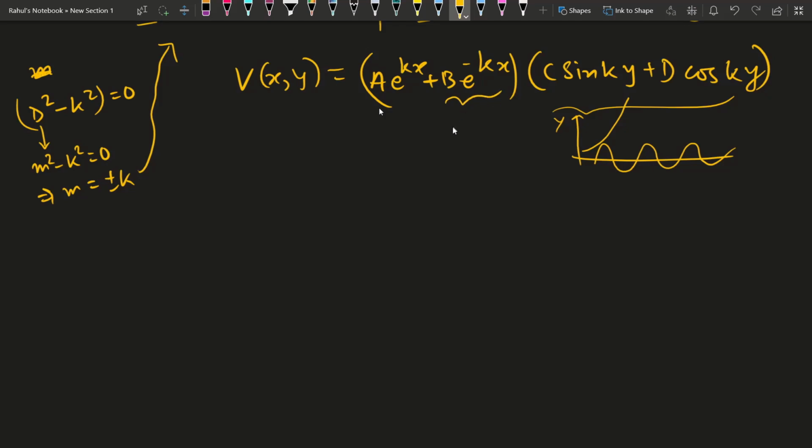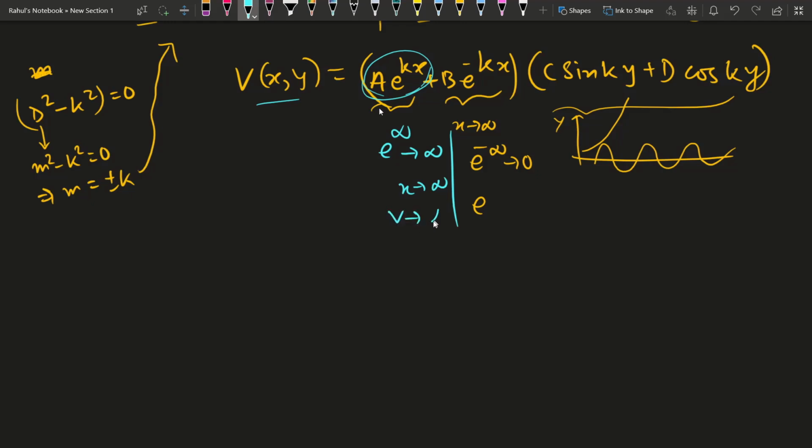What about this at x tends to infinity? This e to the power minus infinity is 0, and e to the power plus infinity, if we put x tends to infinity, will tend to infinity. So at x tends to infinity, due to this term, the value of v of xy becomes infinite, which contradicts our boundary condition number 4, right? So what is making the problem? This term. So just make the constant a 0, then our problem will be solved.